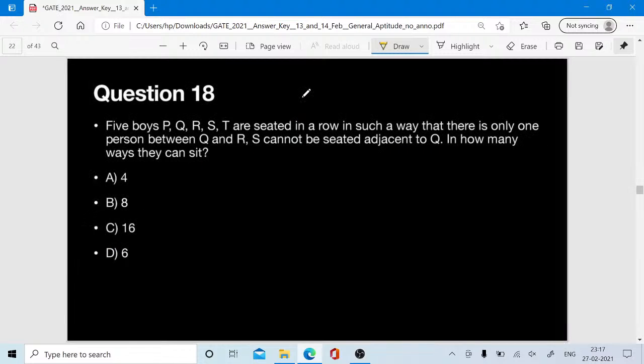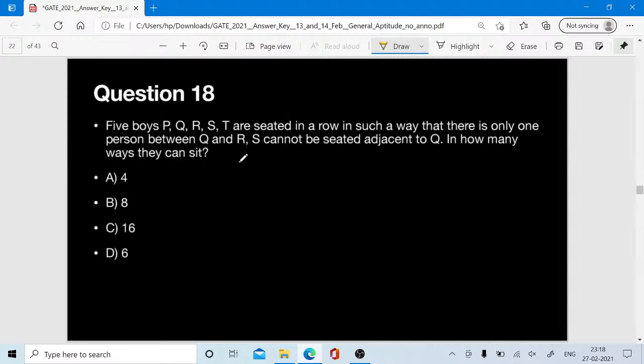Let's see the next question. 5 boys P, Q, R, S, T are seated in a row in such a way that there is only one person between Q and R. S cannot be seated adjacent to Q. In how many ways can they sit? So what is going to be the answer here, people?